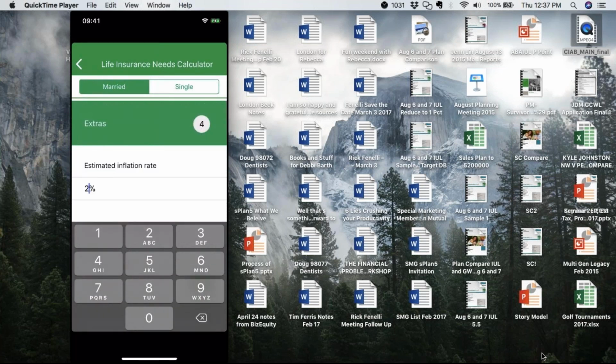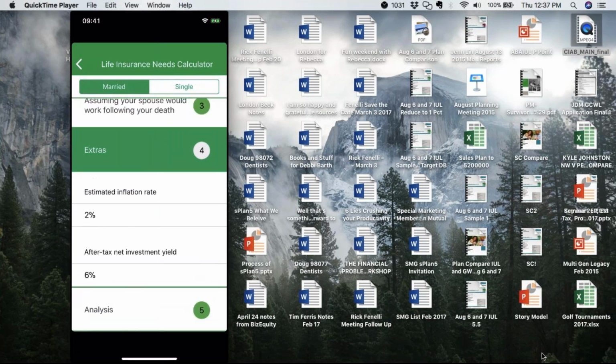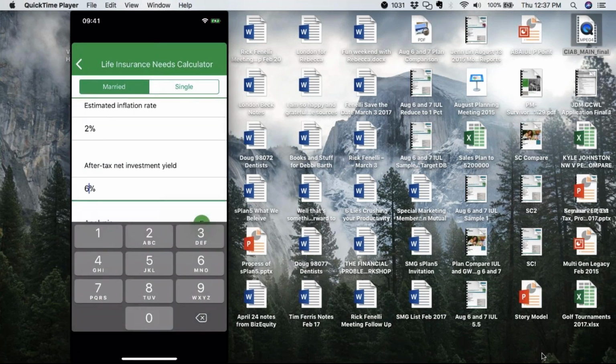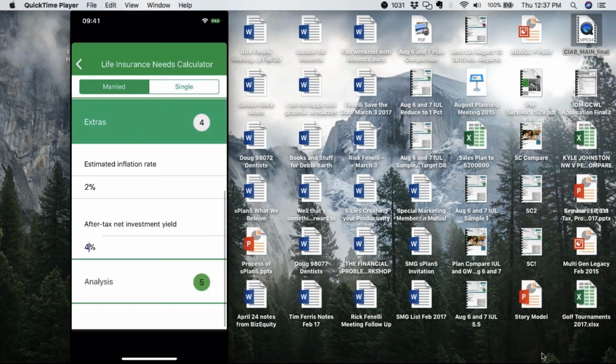One of the things I did notice from the app is that you can't put in 2.5%. That might be different than the website, but I did not find that to be true here. So I'm using an estimated inflation rate of 2%, and then I'm using an after-tax net investment yield of 4%. So you can play around with these numbers and see how it impacts the ultimate insurance amount.